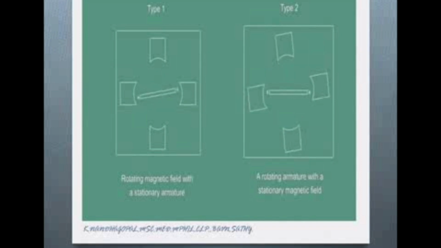So there are two types. One is that the stationary armature magnet will rotate. Another one is that the magnet will be stationary and the coil will rotate. These are the two types of armature.